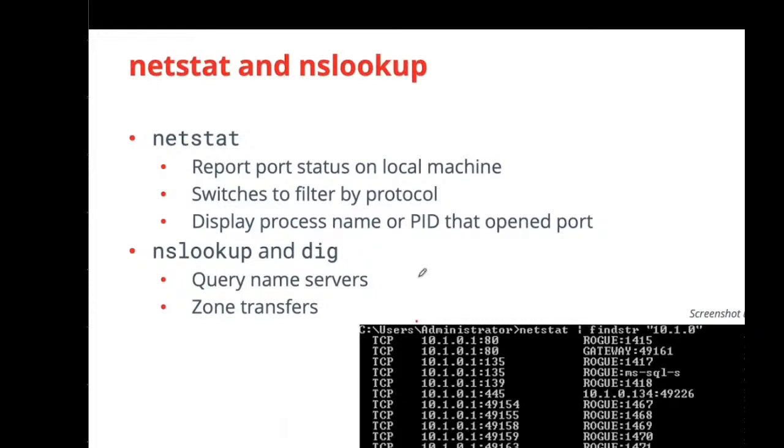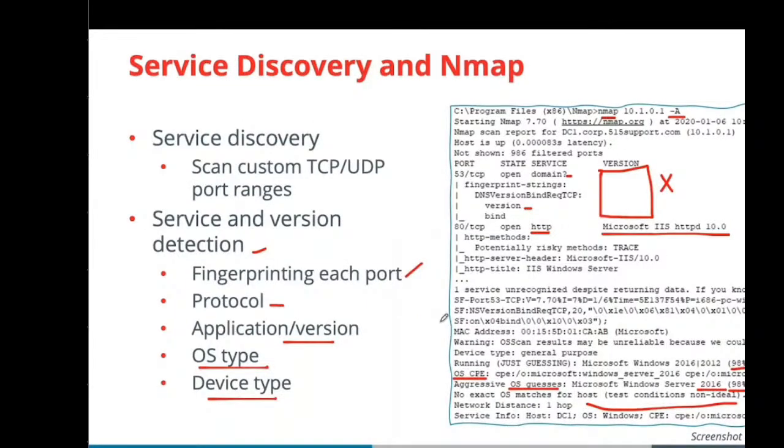Then you have Netstat and Nslookup. Any confusion, any question? And just a quick question. Nmap is only for internal use on that machine, correct?